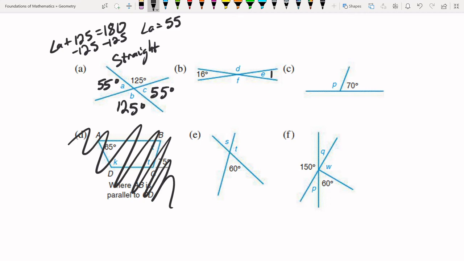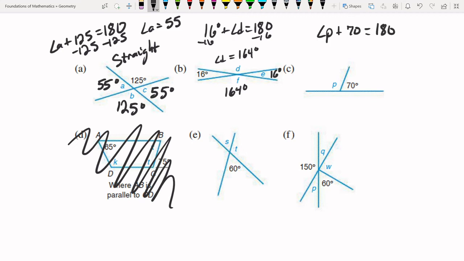Part B, angle E we know is 16 degrees automatically. Angle D is going to be 16 degrees plus angle D equals 180. Minus 16 from both sides. We get angle D equal to 164, and therefore angle F is also 164. Angle C here, these two are straight angles. So we know angle P plus 70 degrees equals 180. Just subtract 70, and we get angle P equal to 110 degrees.